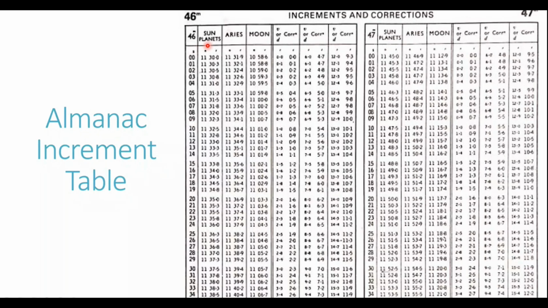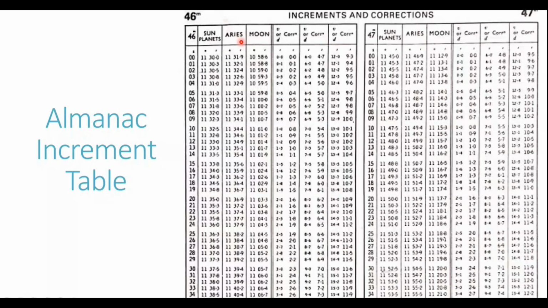The next column after the time column is the sun and planets column. So you see the increment of the sun and planets given in this particular column. Let's say, for example, for 46 minutes and 10 seconds, the increment of the GHA of sun or planets is given as 11 degrees 32.5 minutes. Now, after sun and planets, you have the Aries column. The second data column is the Aries column, and you can see the increment of Aries here.